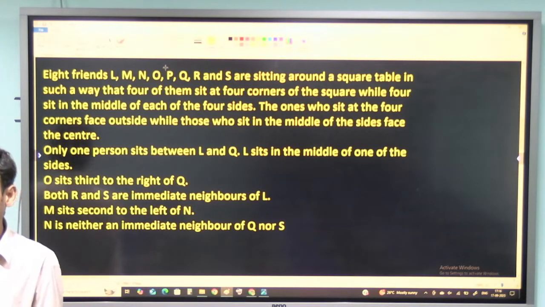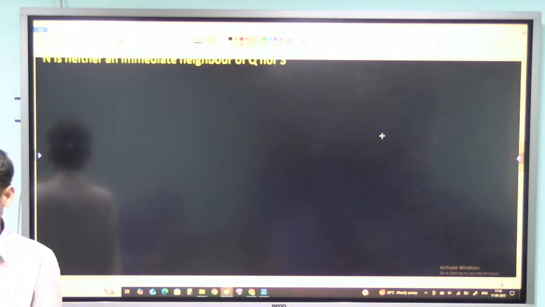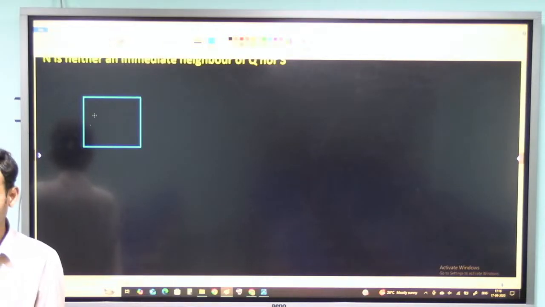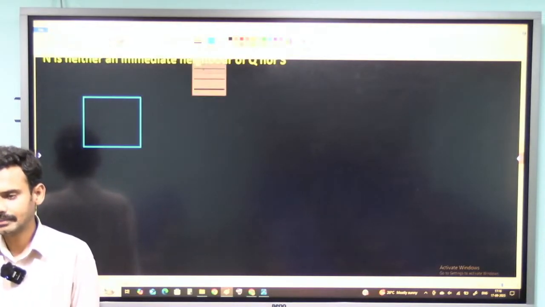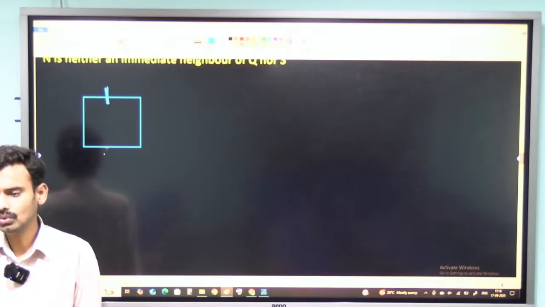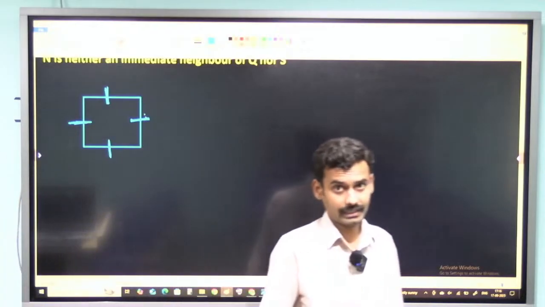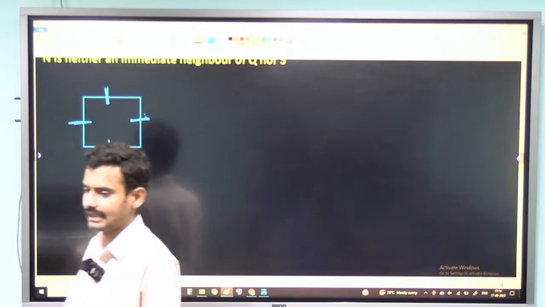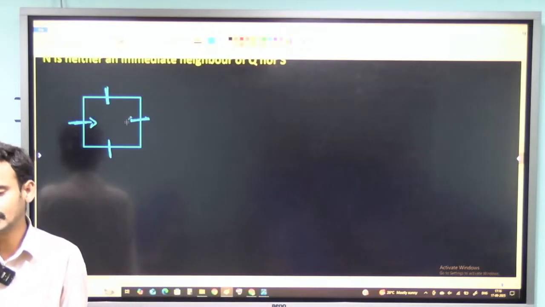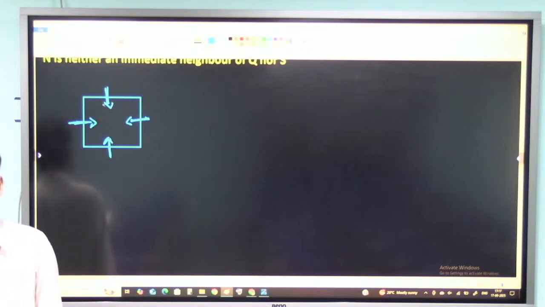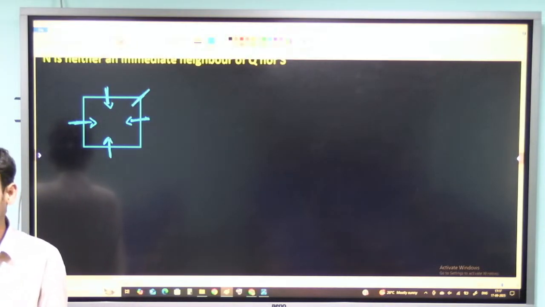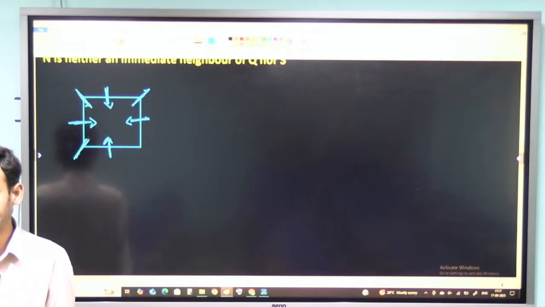So first let me form the base according to the information given. The information is that it is a square table. First let me form the square table. There are 8 people, so let me consider 8 people here. 1, 2, 3 and 4, and these 4 people are sitting in the middle of the sides. So they are all facing inside, because it is given in the question that those who are sitting in the middle are facing inside. So I will consider inside facing. And when it comes to those who are sitting in the corner, these 4 people, 1, 2, 3 and 4, these are all facing outside. So for these people I will be taking the facing direction as outwards.